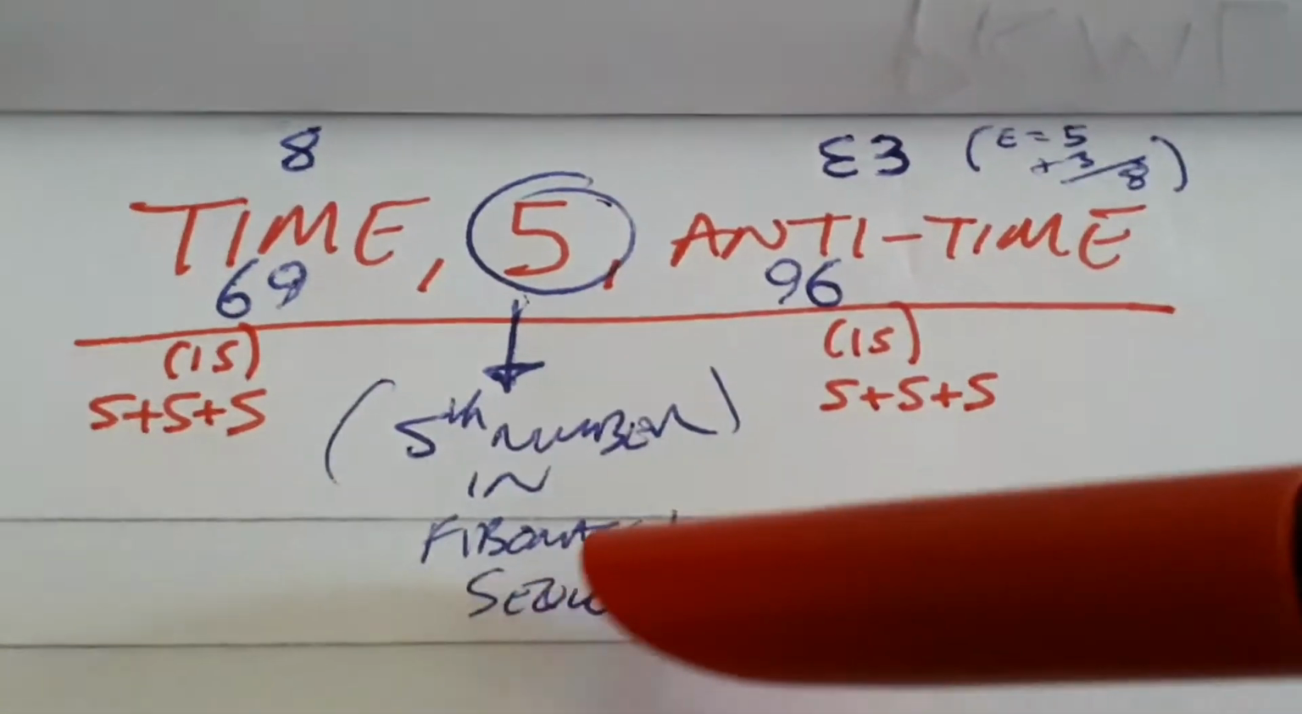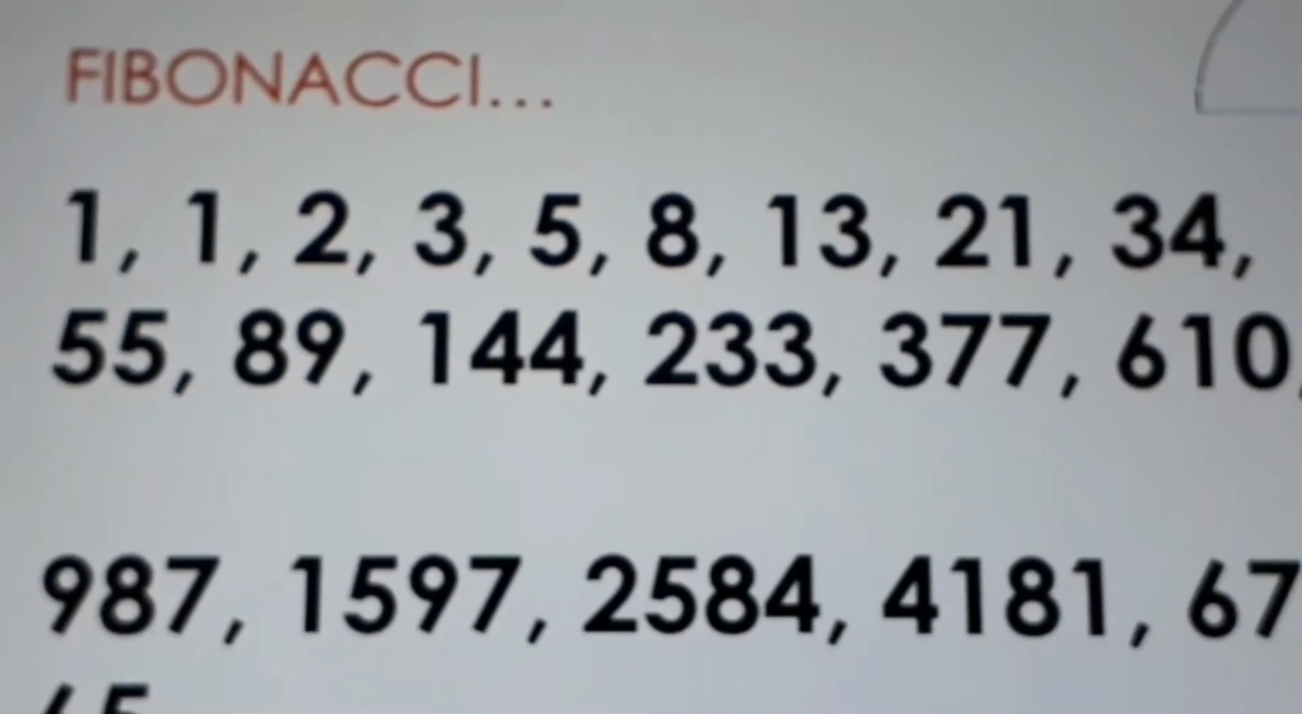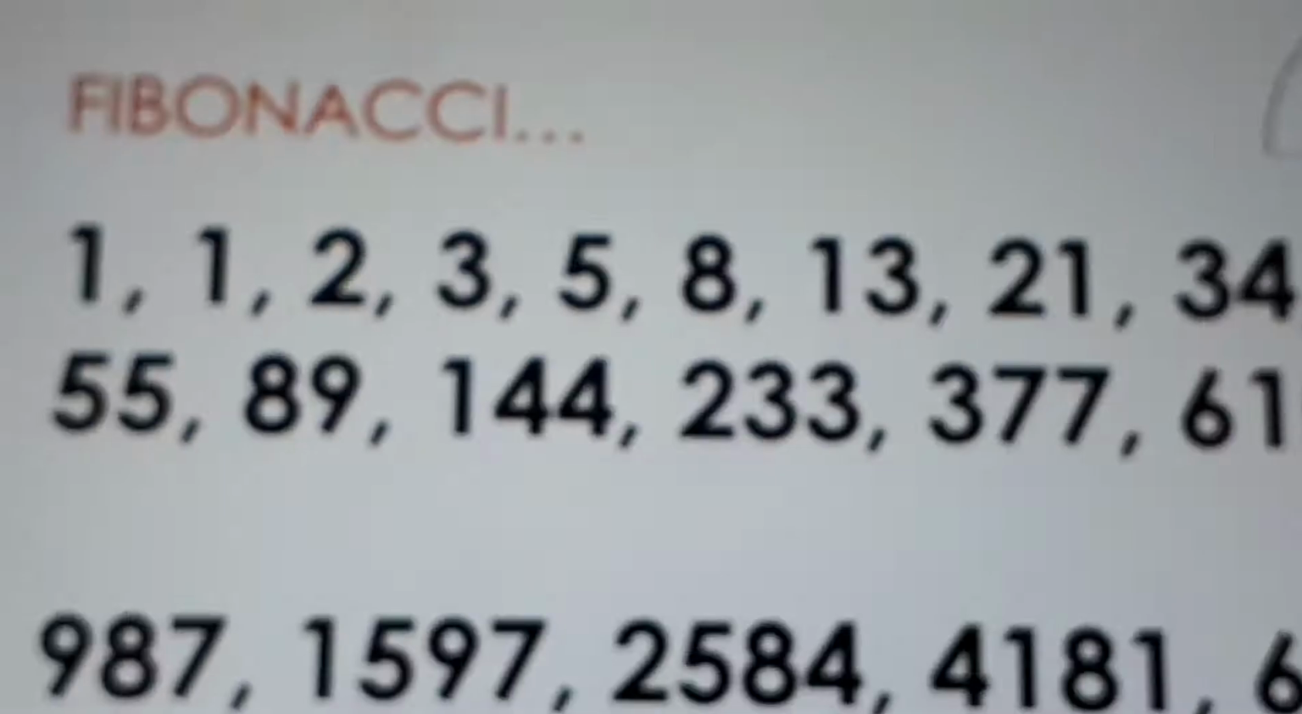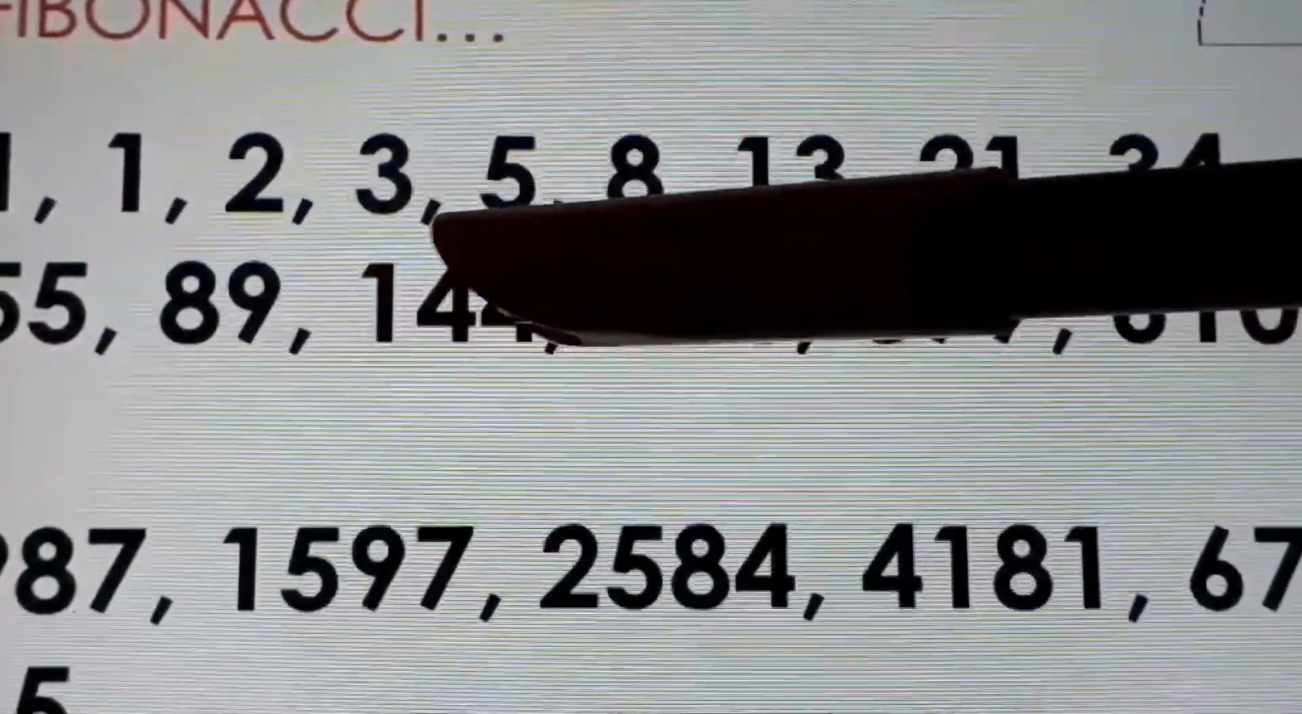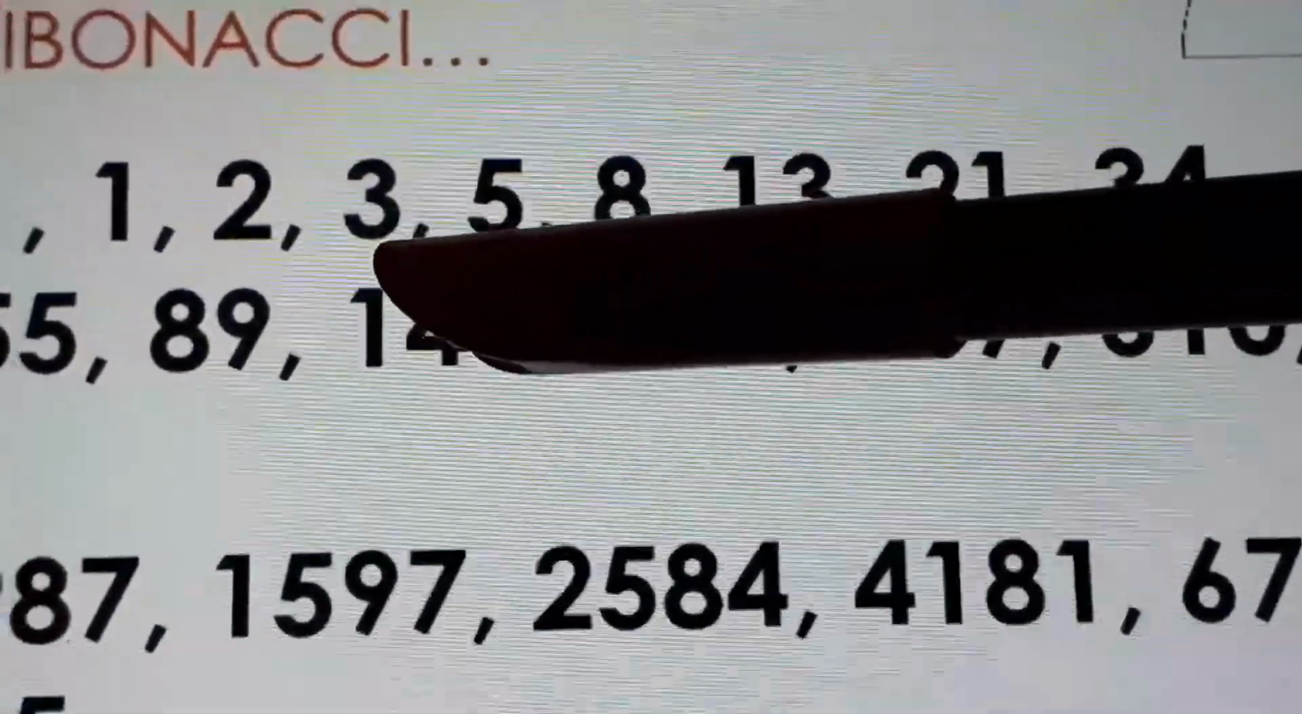And 5 is the 5th number in the Fibonacci sequence, which I will be referring to as well. See how the one previous to it is the 3, the 4th number.